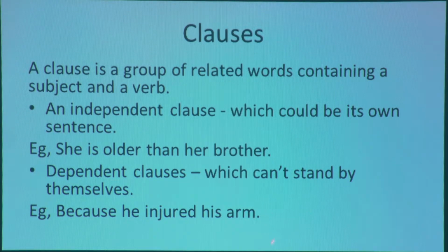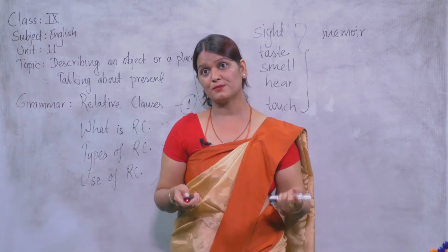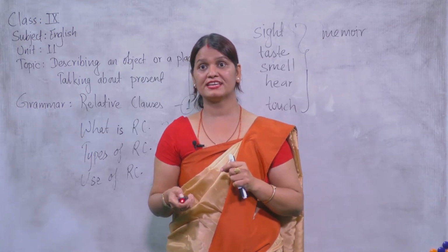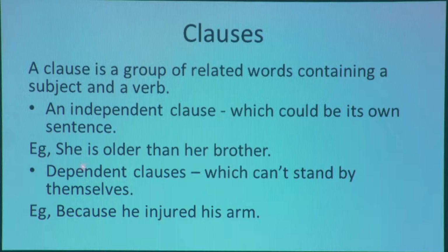Is this complete? No, this is incomplete. So this is a dependent clause. So in this way, two different kinds of clauses are here: independent clause and then dependent clause. You should not forget that clauses are a group of related words with a subject and verb. You can see here, she is the subject, is is a verb. Here also he is the subject, injured is the verb.